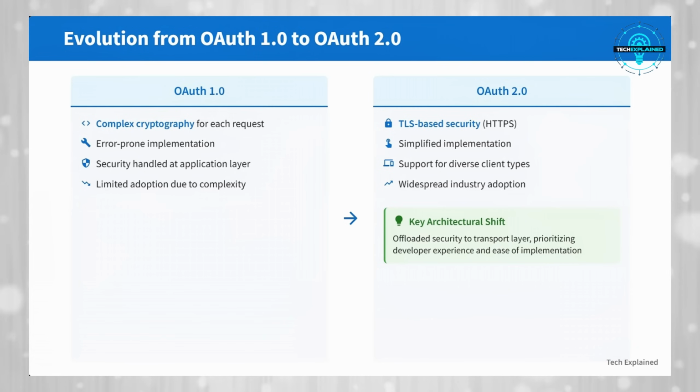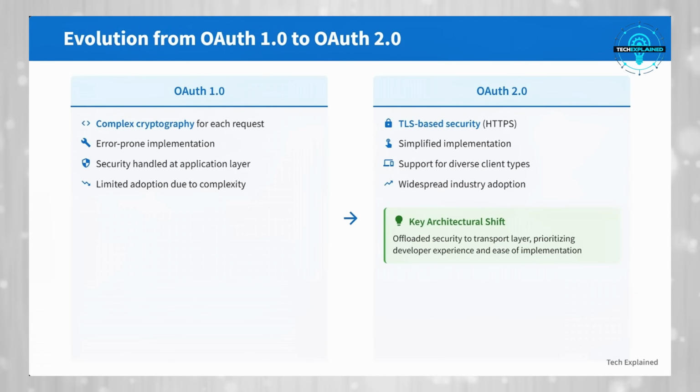The designers of OAuth 2.0 looked at this experience and said, there's got to be a better way. So they made a fundamental architectural shift. Instead of requiring complex client-side cryptography, they decided to offload the responsibility of securing communication to the transport layer, specifically Transport Layer Security, or TLS, which is the technology that powers HTTPS. This was such a smart design choice and reflects a broader trend in web protocol development, prioritizing developer experience and ease of implementation to drive widespread, correct adoption.